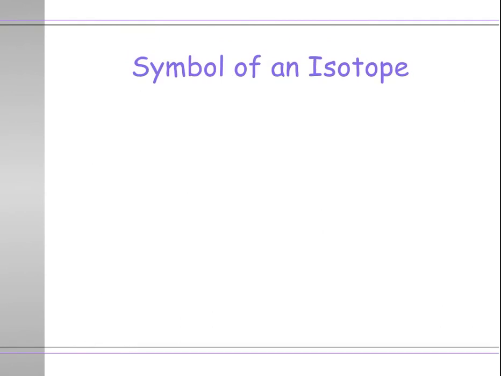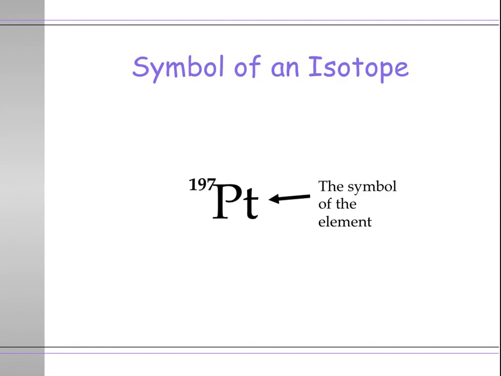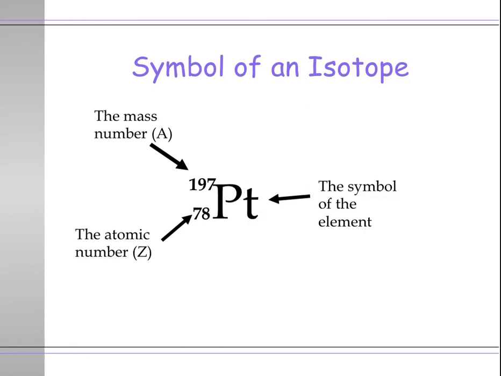Okay, we're going to look at how we represent the different isotopes of an element, or our isotopic representation. So the element we're going to use is platinum. Its symbol is capital P, lowercase t. So right there we have our symbol of the element. The mass number is represented in the upper left, so it precedes the element and it is in superscript. The atomic number also precedes the symbol, and it is subscript, or written down low.